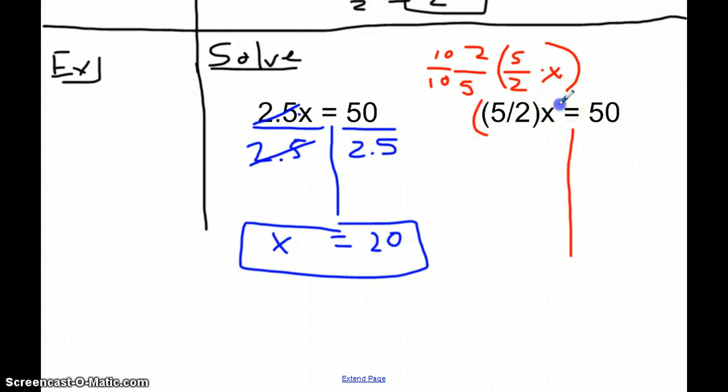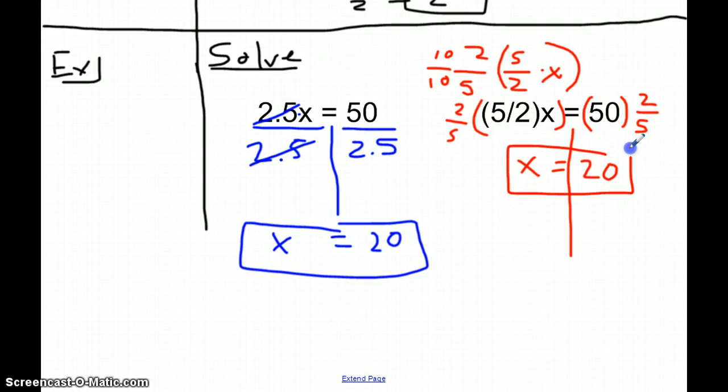So if we multiply this side by 2 over 5, which is the reciprocal of 5 halves, that's going to cancel out, and we're just going to get x on this side. Because 10 divided by 10 is 1. We would have 1x here, but we don't show the 1 up front. We just write x. And so this side, we're also going to multiply the 50 by 2/5. So in your calculator, you do 50 times 2, which is 100, divided by 5, and you would get 20.